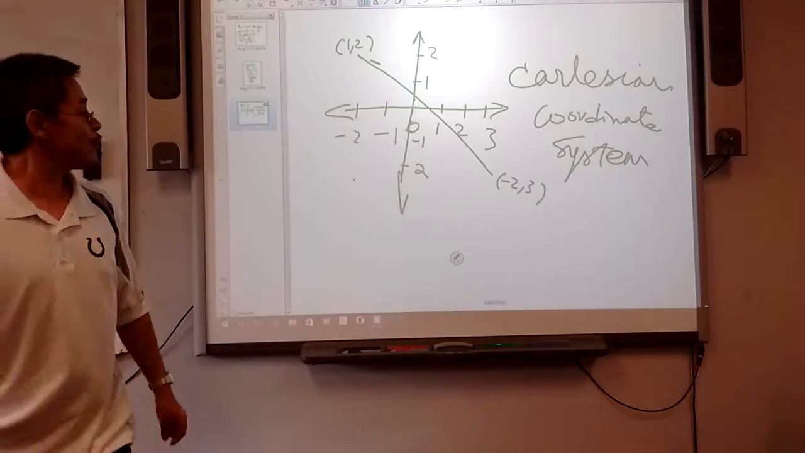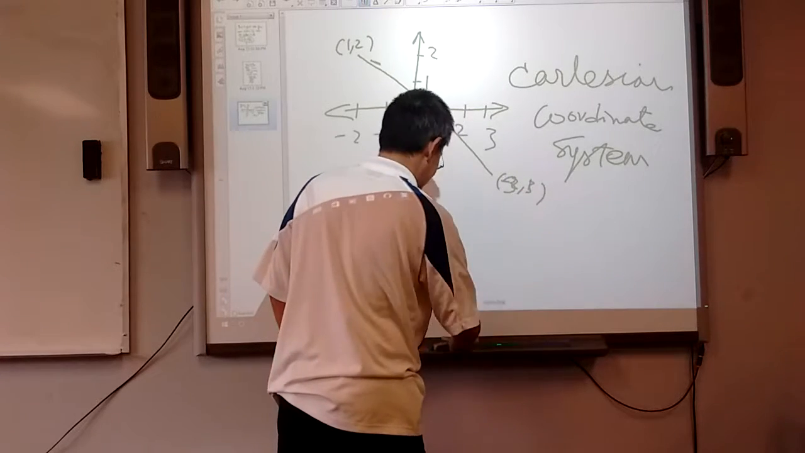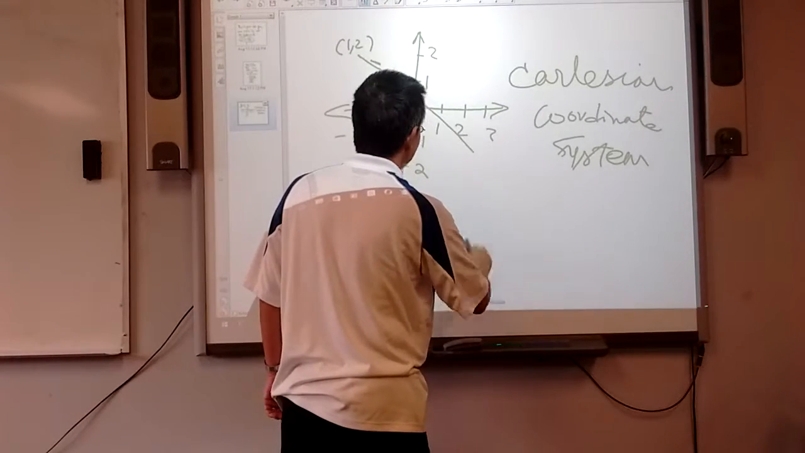Oh, Dad, we don't know for sure. That's 3, -2. Oh, 3, -2. You're right. No, Ellie's right. Thank you.